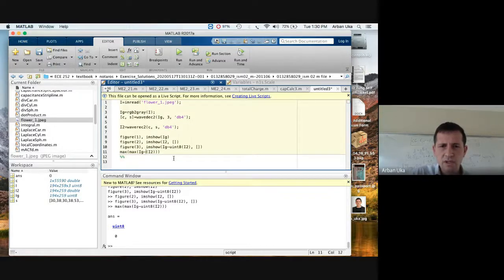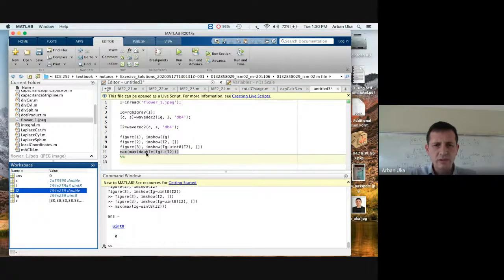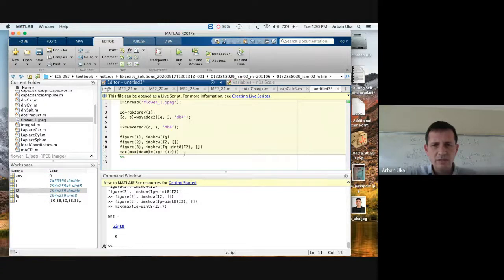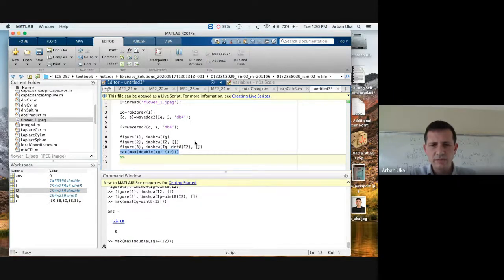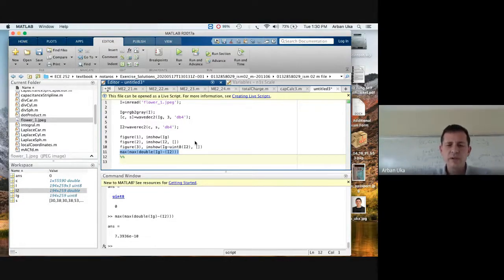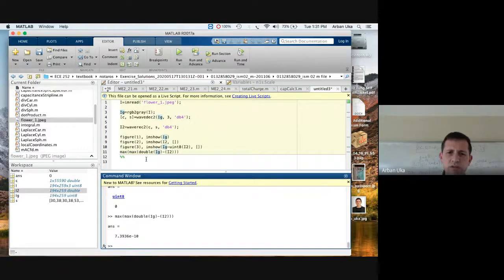In fact, if I remove this uint8 here, let me make this one double, because I2 is already double. If we see this one in the workspace, here I2 is double. IG is unsigned integer 8, but let's make both double, and let's evaluate the difference between these two. Okay, we get something like 7.4 times 10 to the power minus 10. Now that they are double, apparently there is a difference, but it's almost negligible. When we make this unsigned integer 8, of course, it might be expected to get a 0, but this gives a little more insight. So there is some difference, but it's pretty small.